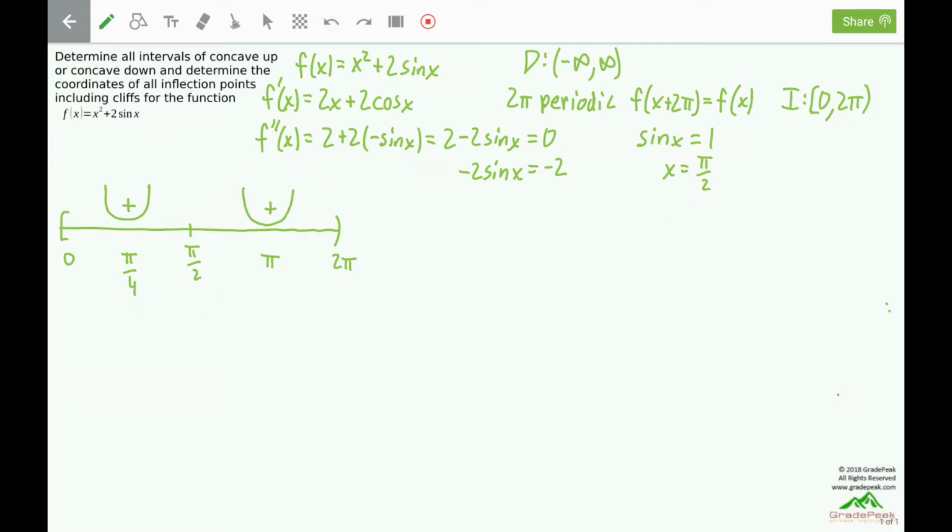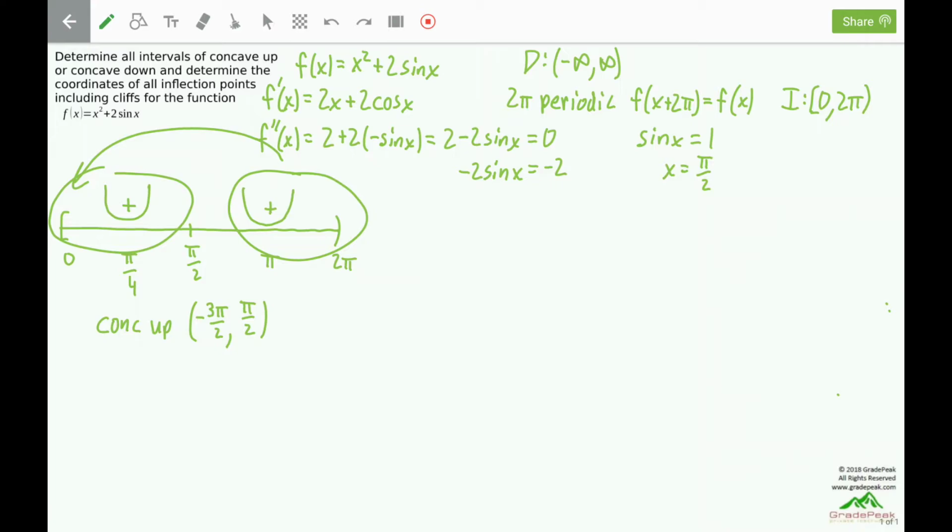And that means that it will be concave up starting from 3 pi over 2 to the left of 0, which is negative 3 pi over 2, all the way up to positive pi over 2. That will be this entire interval over here to the left of it plus this entire interval connected together. And that will account for the entire interval of concave up.